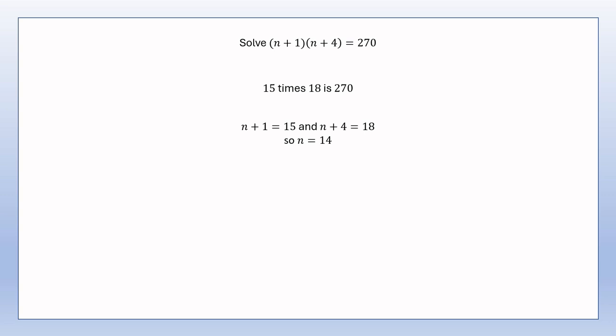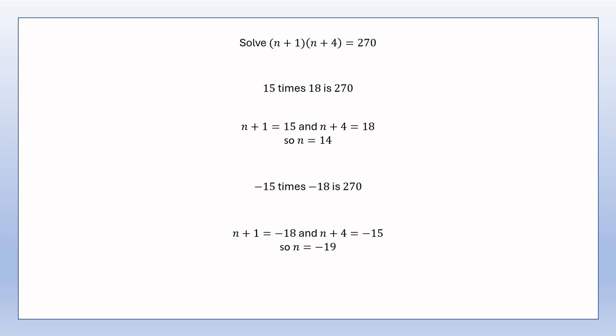Well, don't forget that it may be two negative numbers that we multiply together to give positive 270. But which two numbers? Well, by symmetry of the problem, they must be minus 15 and minus 18. And so n plus 1 equals minus 18, and n plus 4 equals minus 15. N plus 1 must, of course, correspond to the smaller valued of the two numbers, and so we have that n equals minus 19.